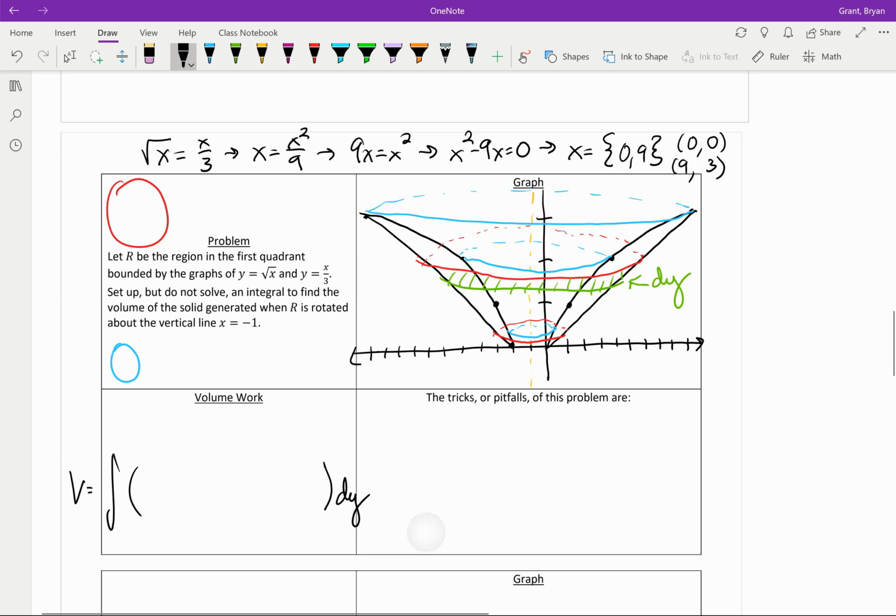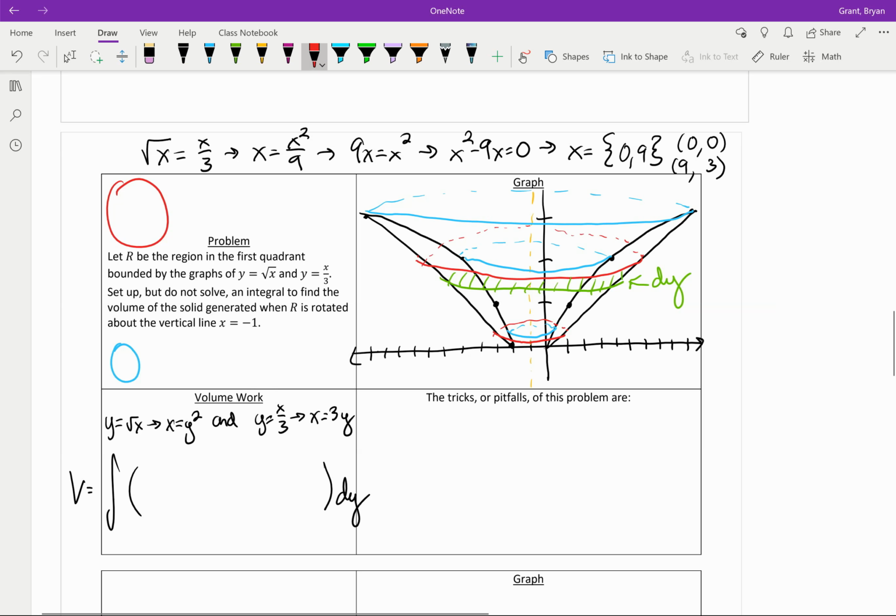Okay, well, I can do that right here. If y equals the square root of x, then if we square both sides, that means x equals y squared. Graph either of those, they make the same shape. And if we have y equals x divided by 3 and we multiply both sides by 3, then that gives me x equals 3y. There we go. So now we have our functions in terms of y.